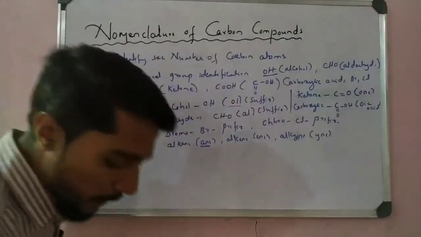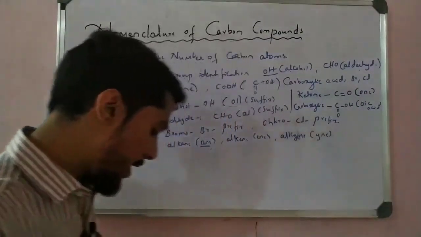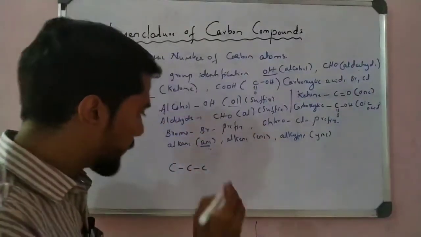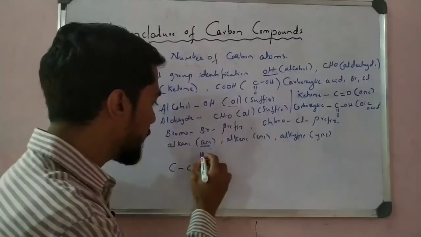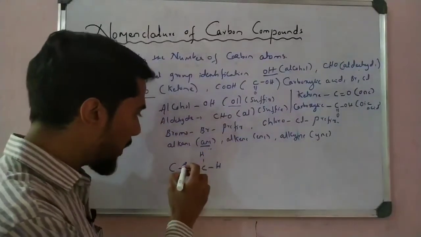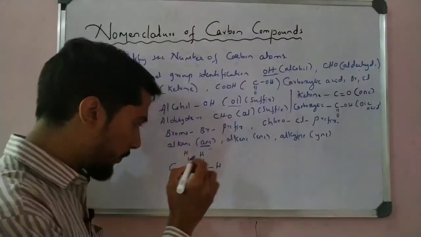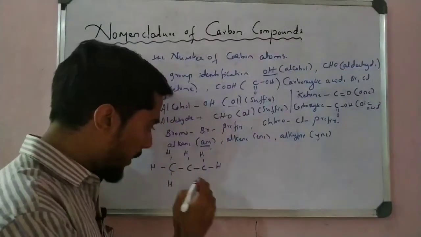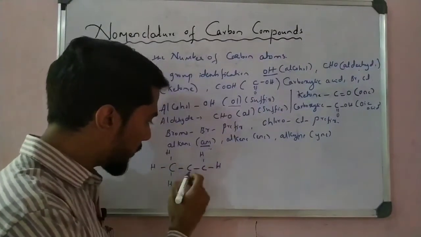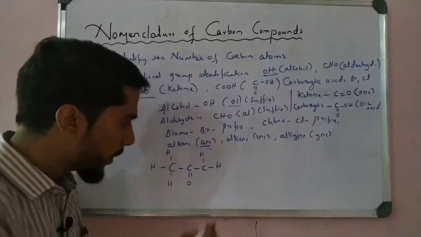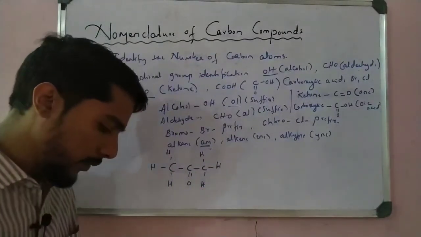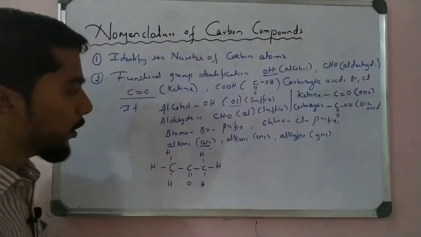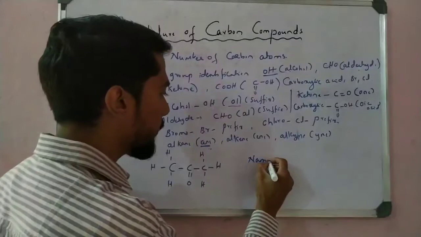Okay, now take another example. I can take here one: C double bond H, here H, here H, here H, and here, C double bond O, and here is H, right? So see the next point, the name.